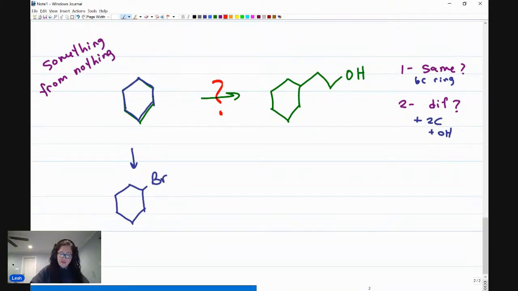So I have an option of moving forward with a couple of steps that I know, or I can work backwards. I can work backwards and say, going one step back, if I know that the only way to grow this chain is with an alkyne, then how could this have come from an alkyne?